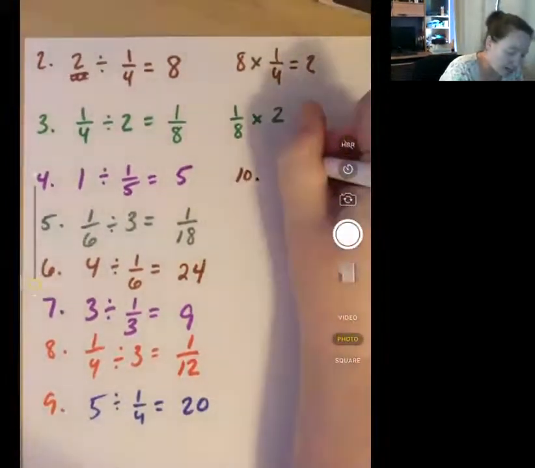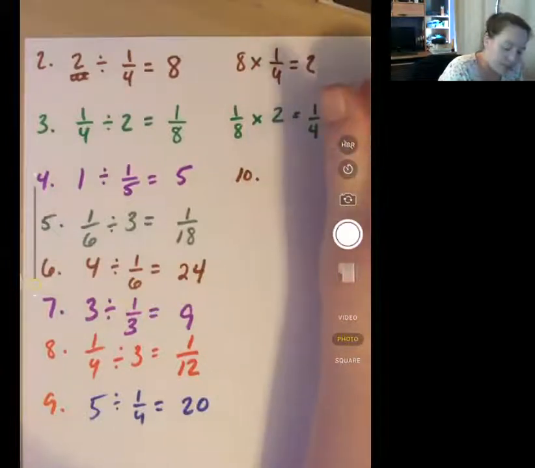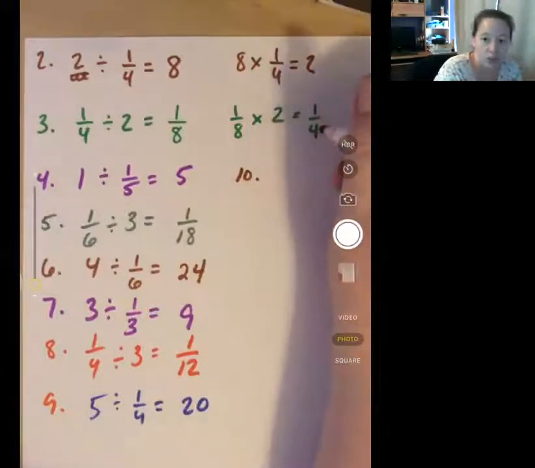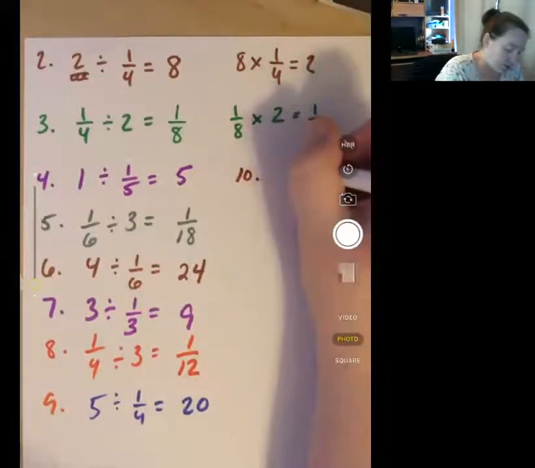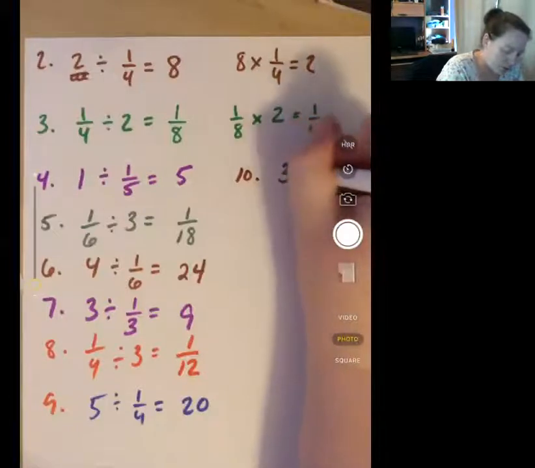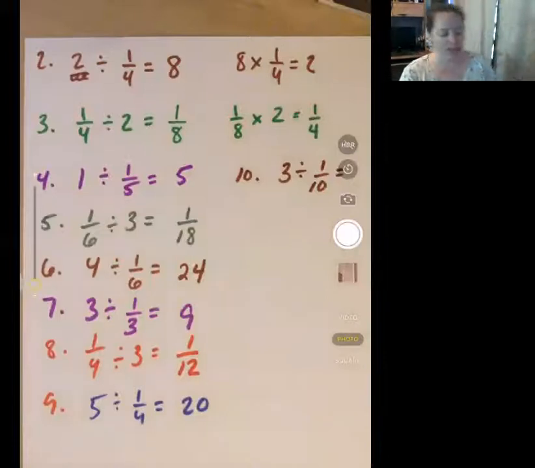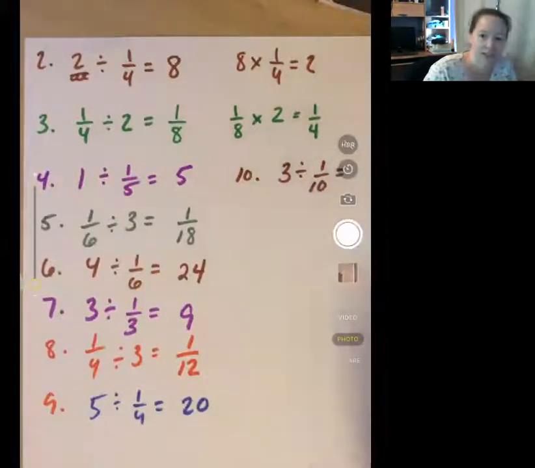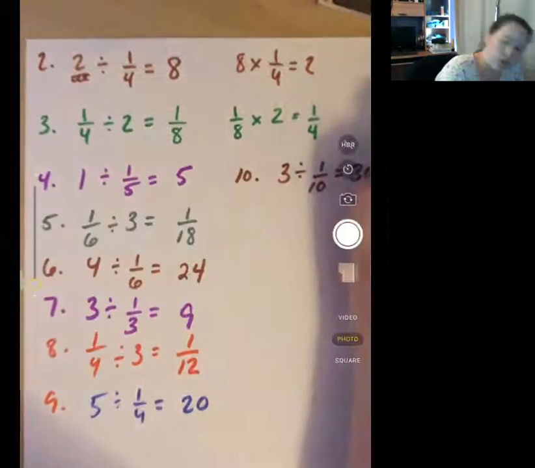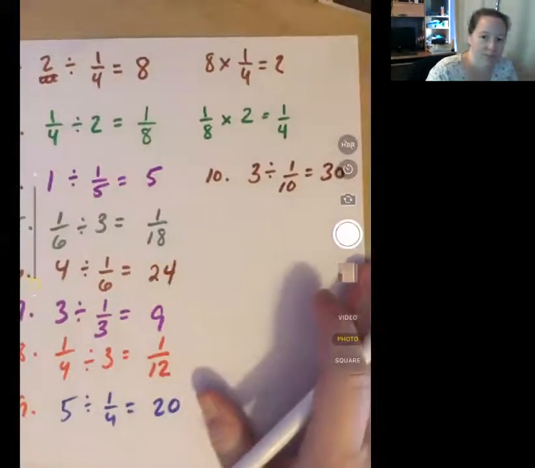Number 10. Amy can run 1/10 of a mile per minute. How many minutes will it take her to run 3 miles? So 1/10 of a mile per minute. So 3 divided by 1/10. How many minutes will it take her to run the 3 miles? So 3 times 10 is 30. We end up with that.